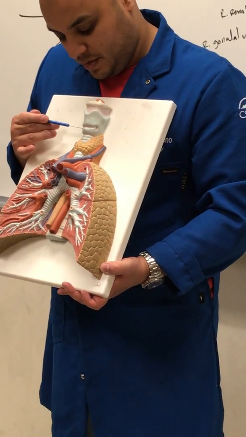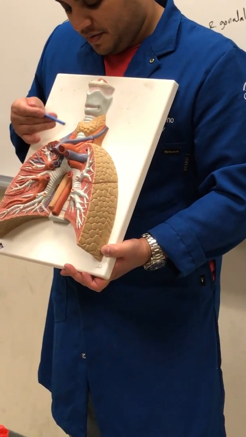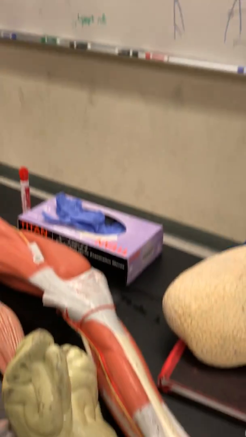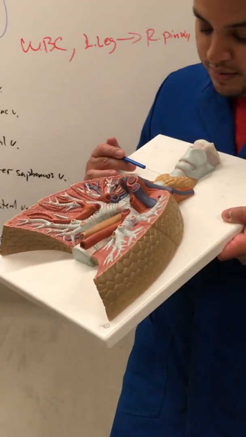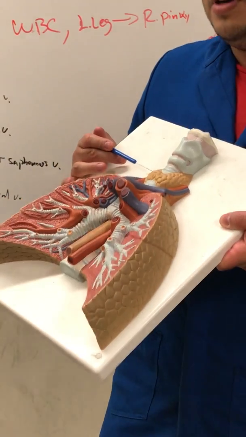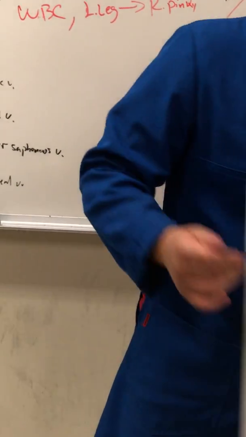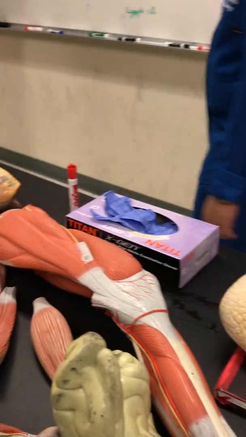Thyroid. Cricoid. Trachea. Oh yeah, no, thyroid gland, not thymus. Thymus would be over here. Thyroid. We'll get to the endocrine system later.